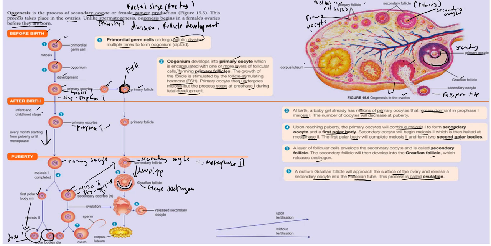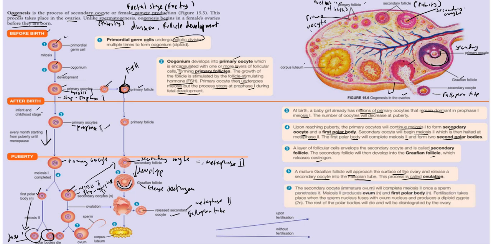So this one releases the secondary oocyte to the fallopian tube. But this is still in metaphase 2, not complete yet. This process is called ovulation. Still remember ovulation in the menstrual cycle. Ovulation. Okay. So number 6.